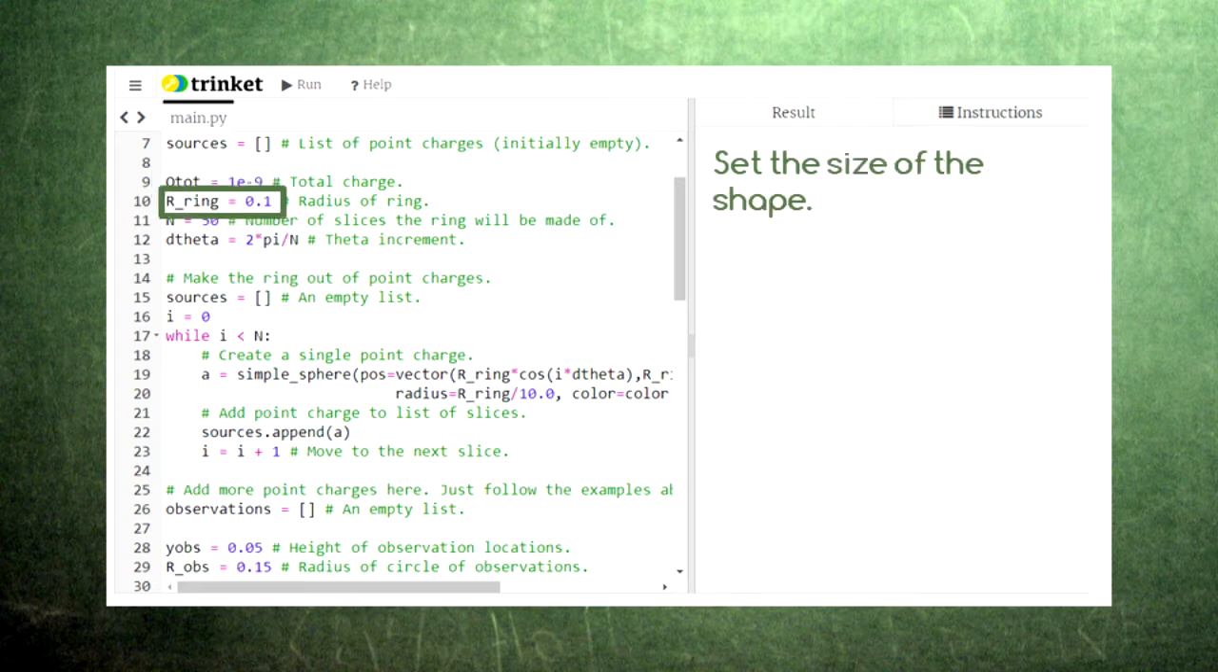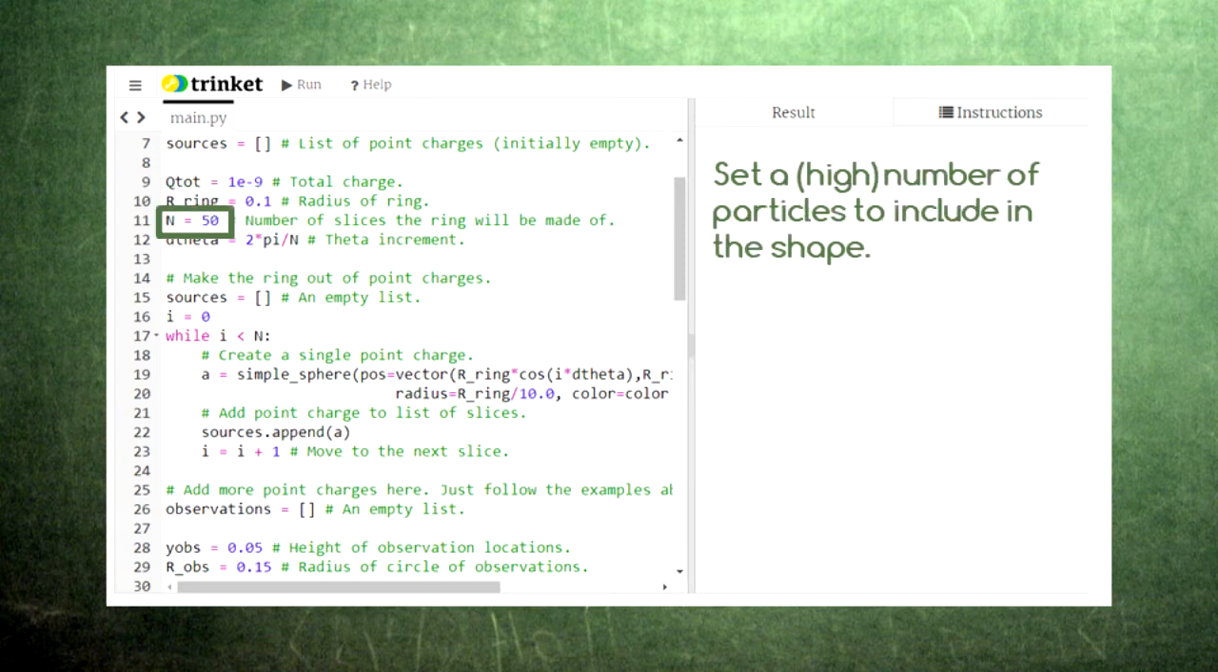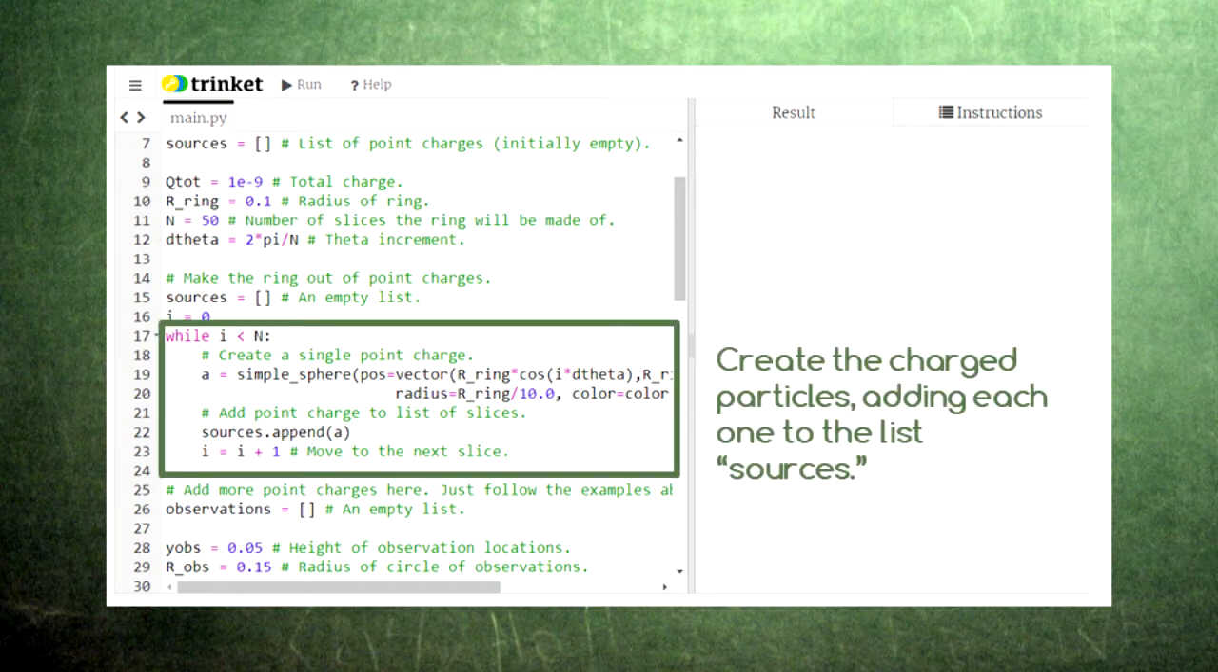Then we'll set up the dimensions of this shape. Let's start with a ring, which means we'll need to define a radius. Our ring will be made of many charged particles, which we'll set the number of here. The more particles we use, the more accurate our results will be, but too many particles will slow down the code. Here, we use a loop to create the particles around the ring.